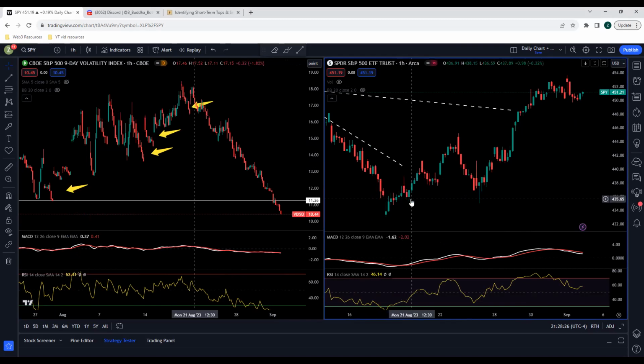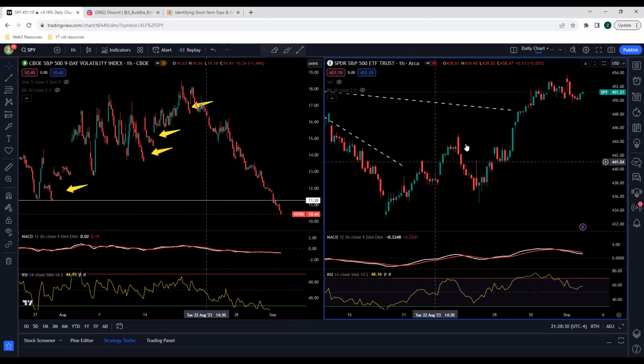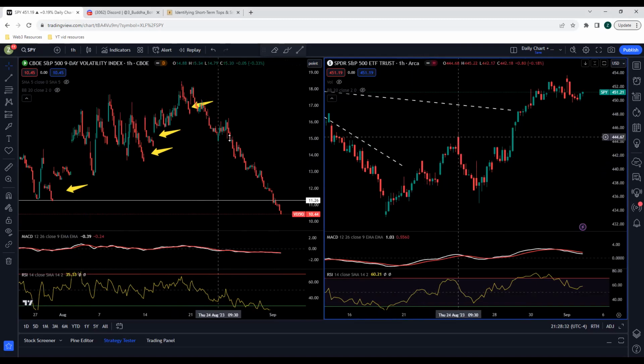And then we pull back here, all right? And you can see the pullback, and then we start to rally again, right? And we start to rally, and then where do we make our new highs? We make our new highs right here on August 24th. And where does the VIX 9-day bottom out? Right here on August 24th.